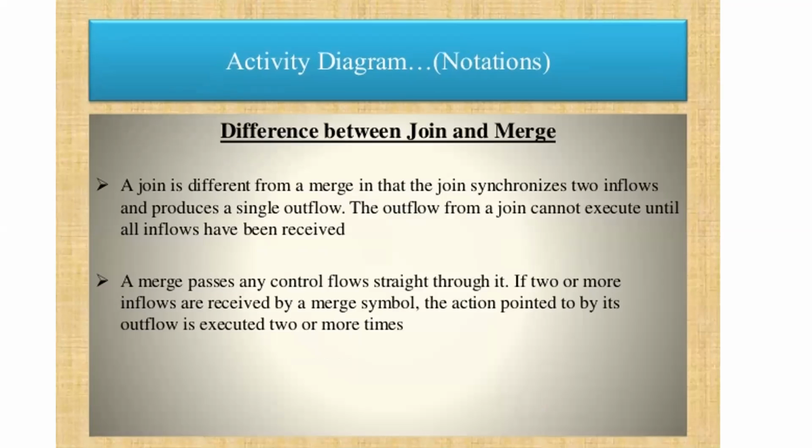Difference between join and merge: merge is a diamond-like structure and join is a synchronization bar. Join has multiple inputs and you provide one output leaving from it. Merge also has multiple inputs and one single output leaving from it, but the join is different from merge in that the join synchronizes two inflows and produces a single outflow. The outflow from a join cannot execute until all inflows have been received. So unless and until all the inputs are received, output will not be provided by join.